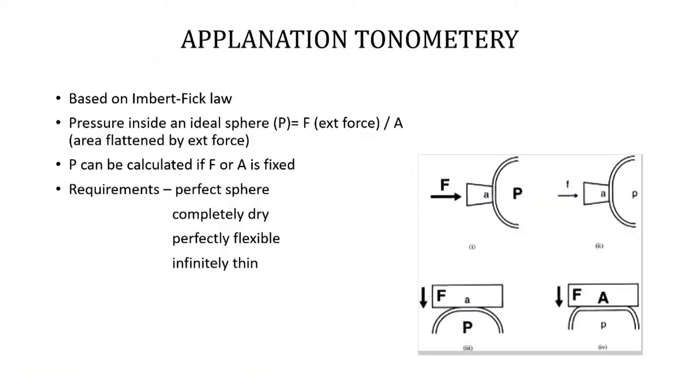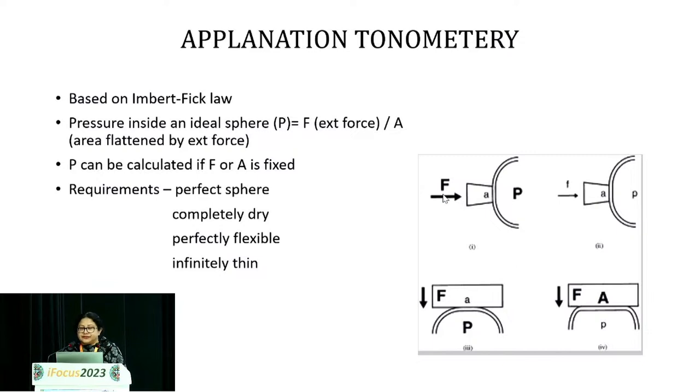Then comes the applanation tonometry. This is based on Imbert-Fick's law. And what is this Imbert-Fick's law? It says that the pressure inside an ideal sphere. What is an ideal sphere? It is a perfect sphere, completely dry, perfectly flexible and infinitely thin. So in an ideal sphere, the pressure is equal to the force which is applied externally per unit area that is flattened. So P equals F by A. We can calculate the pressure if we know F or A, or any of them is fixed. So this is how we do applanation tonometry.